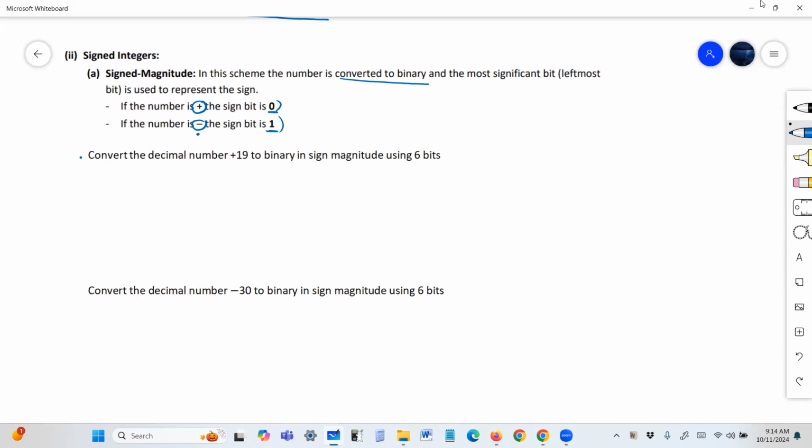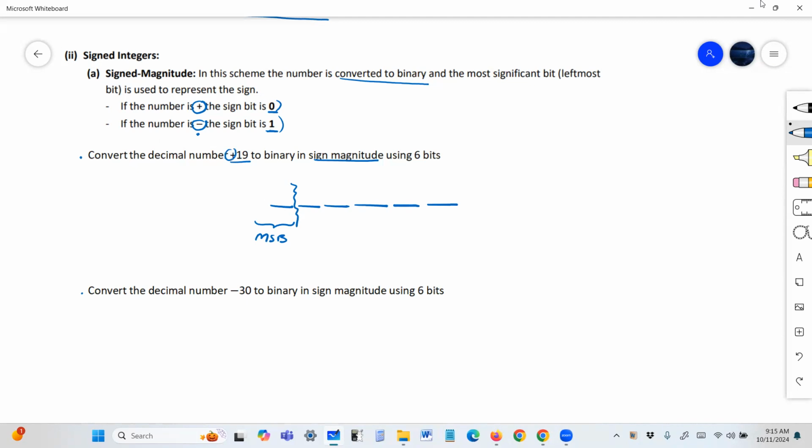So let's take a look at these two examples that I have. First, let's do a positive 19 using sign magnitude, 6 bits. So here are the 6 bits, 1, 2, 3, 4, 5, and 6. Now this bit right here is the most significant bit, as we call it, or the leftmost bit. This has to be the sign.